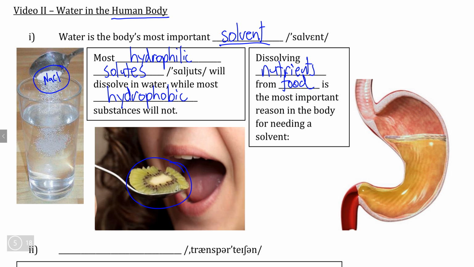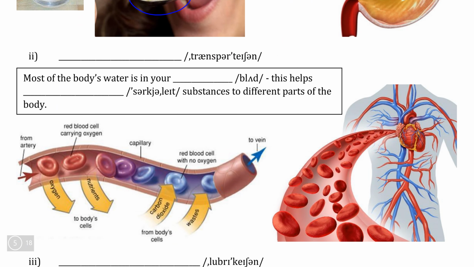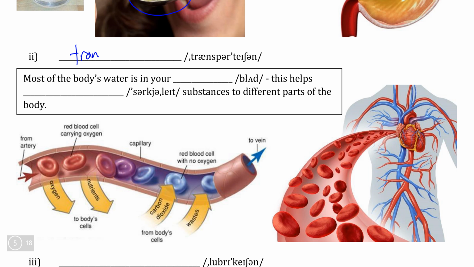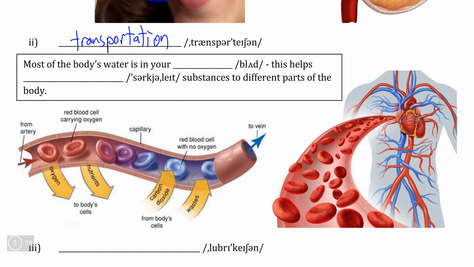So the stomach has a large reservoir of water with acid that is dissolved in it, and the main function of this is actually to dissolve the nutrients in food after the food has been digested, so that the nutrients are then able to be transported throughout the body using your circulatory system, and transportation, as it happens, is the second major function of water.